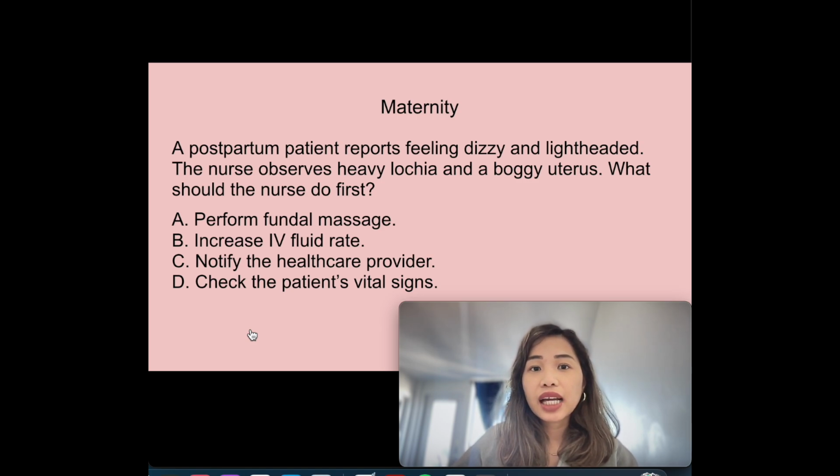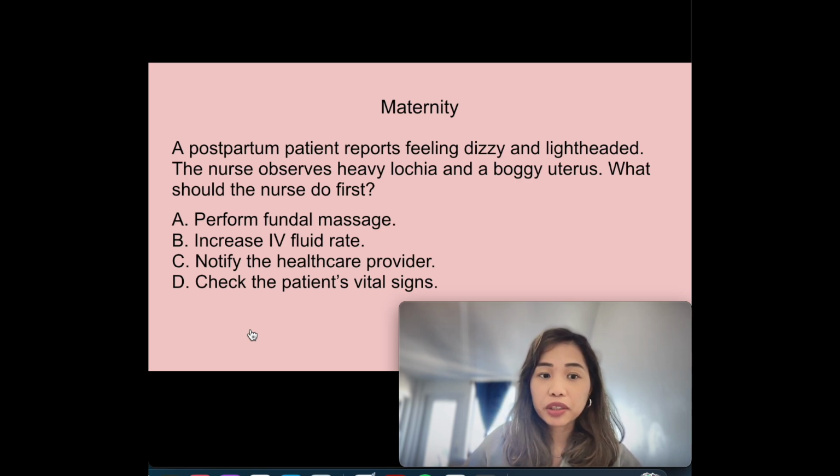However, the question is asking what is the first step that you're going to do. After you do the fundal massage to reduce the bleeding and encourage the uterine contractions, then you can do letter B, letter C, and letter D as well. Checking the vital signs is important, but it doesn't necessarily stop the bleeding. Same thing with increasing IV fluid and notifying the doctor. Those will come after performing the fundal massage.